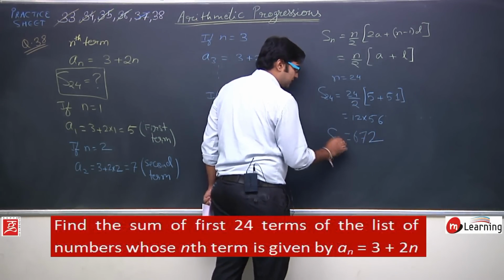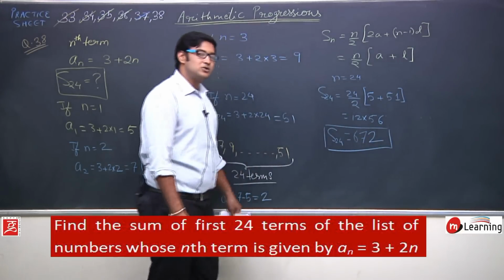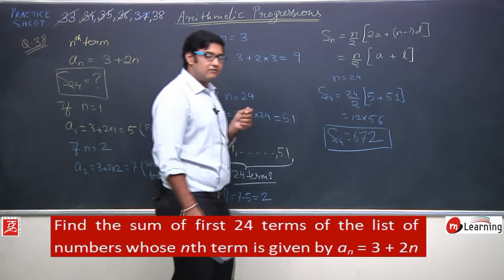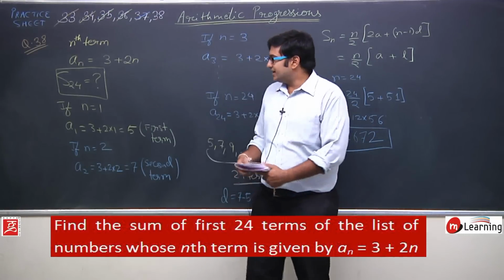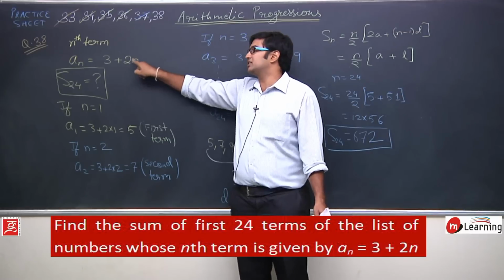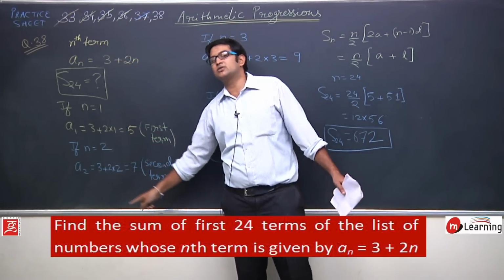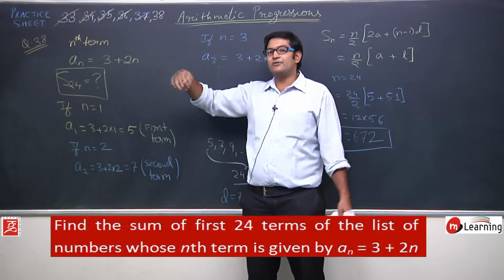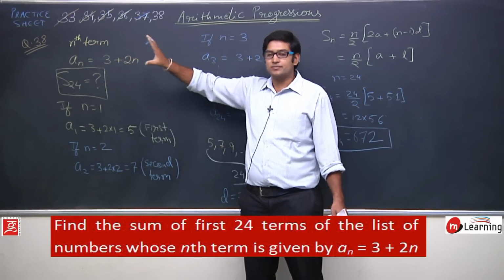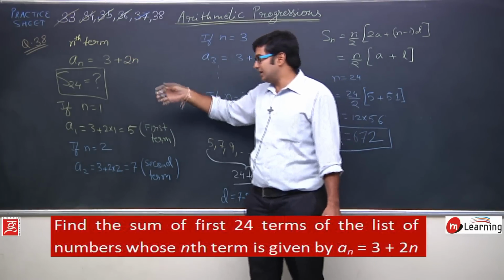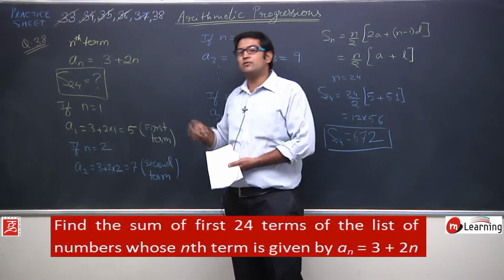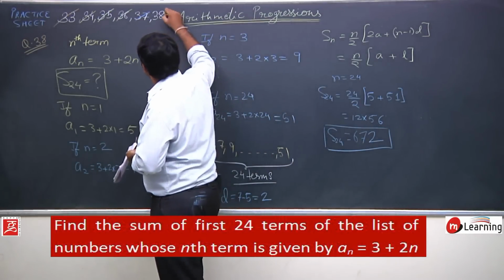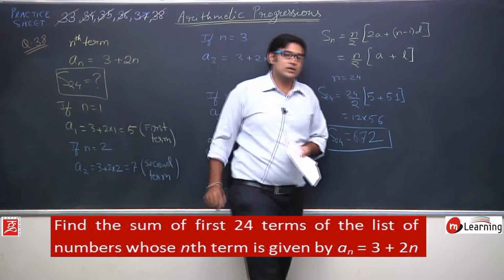So this is the sum of first 24 terms of an AP whose nth term is given as 3 + 2n. Here we have understood one new concept, that if the nth term is given in some general manner, I can calculate the different terms of this AP. In upcoming questions you will also see the sum of n terms given in this kind of manner, and then also we will understand a new concept. This concept is very important, and this kind of question may come in your exam. So this is the solution for question number 38. You can note this.